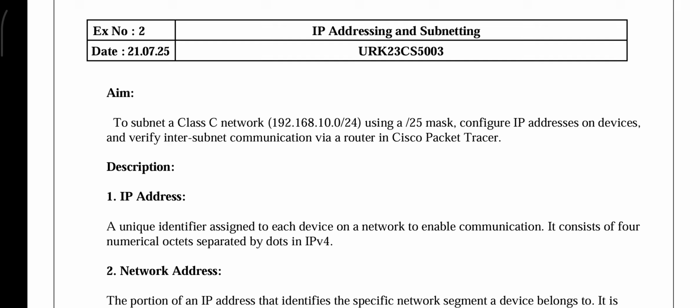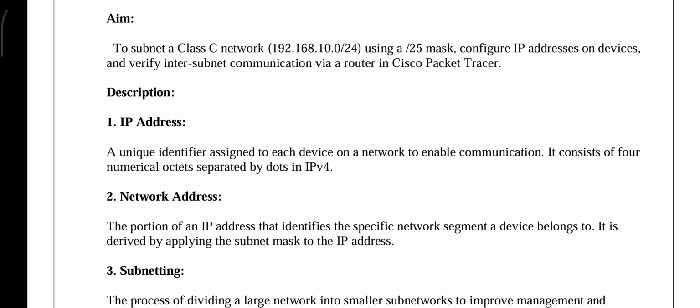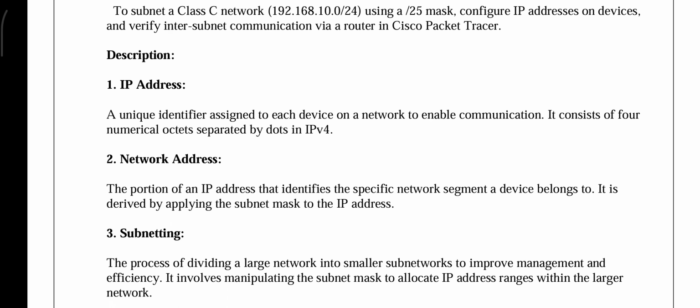Now I am going to explain number 2, that is IP addressing and subnetting. In this experiment, we are going to subnet a class C network, 192.168.10.0/24, into two /25 subnets, assign IP addresses to the devices, configure the router and verify communication between the subnets using Cisco Packet Tracer. So first let us understand some basic concepts, that is IP address, network address and subnetting.